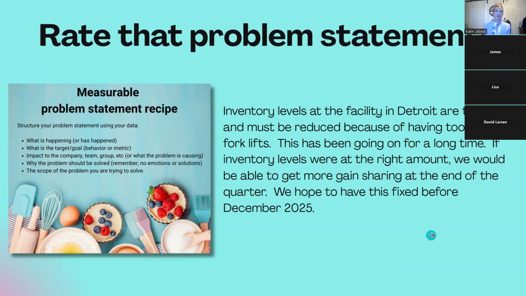Inventory levels at the facility in Detroit are too high and must be reduced because of having too few forklifts. This has been going on for a long time. If the inventory levels are at the right amount, we'd be able to get more gain sharing or profit sharing at the end of the quarter. We hope to have this fixed before December 2025.